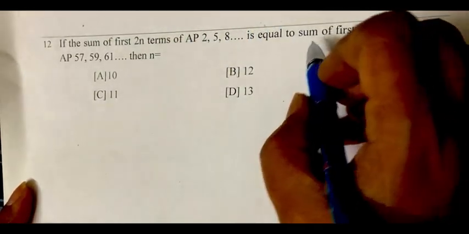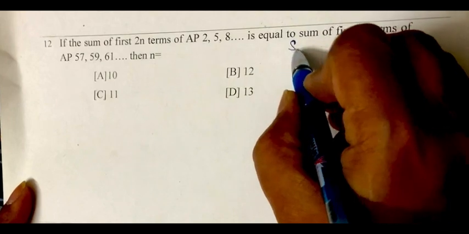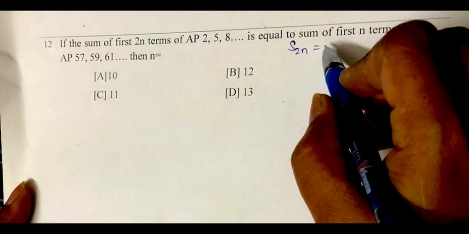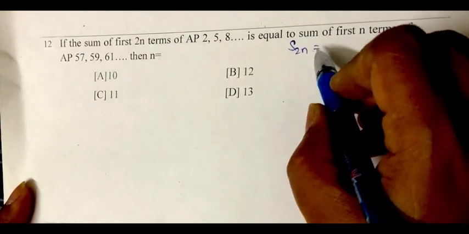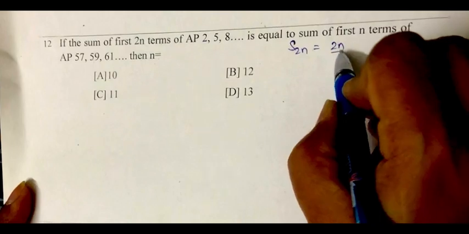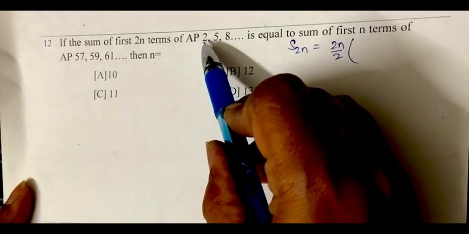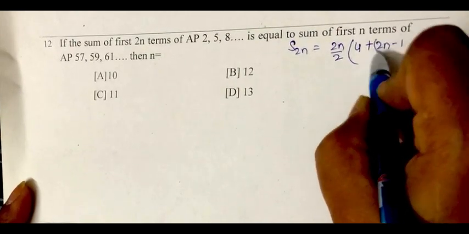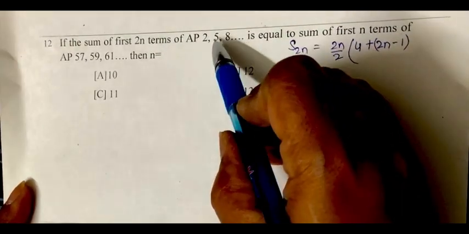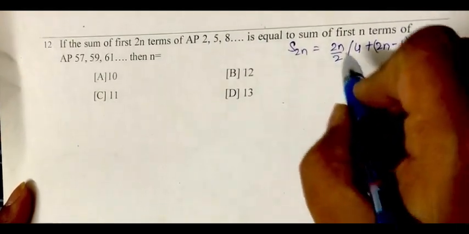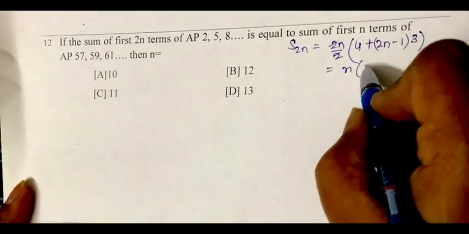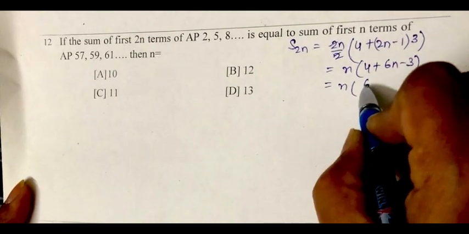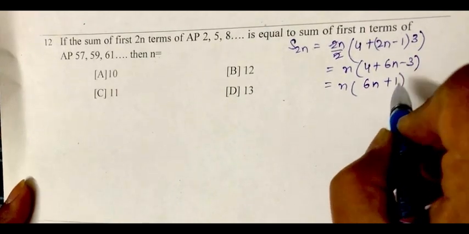Now the sum of first 2n terms, S2n, we apply the formula for the sum of first n terms. In place of n we will take 2n. So it becomes 2n by 2, times 2a. Here a is 2, so 2 into 2 will be 4, plus (2n minus 1) d. Here the common difference is 5 minus 2, that is 3. So it becomes n times (4 plus 6n minus 3). That is n times (6n plus 1).